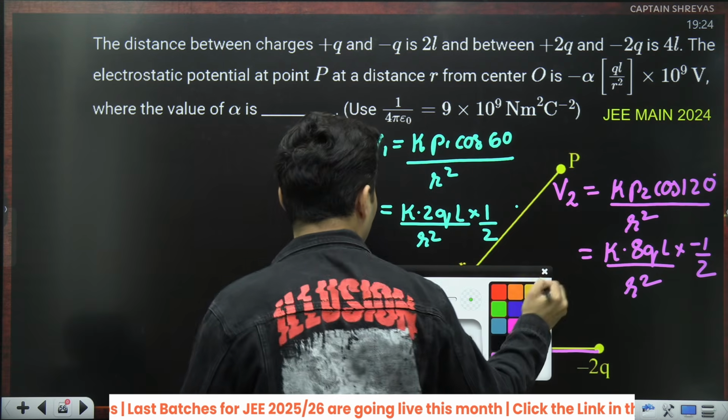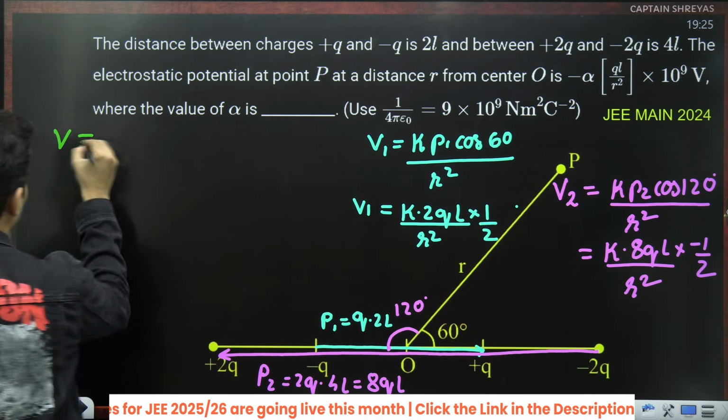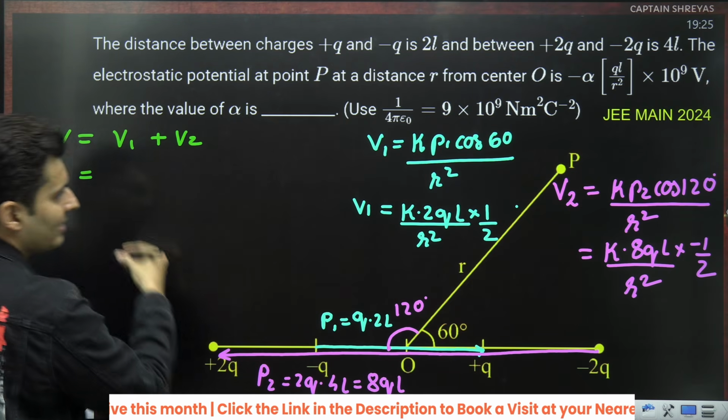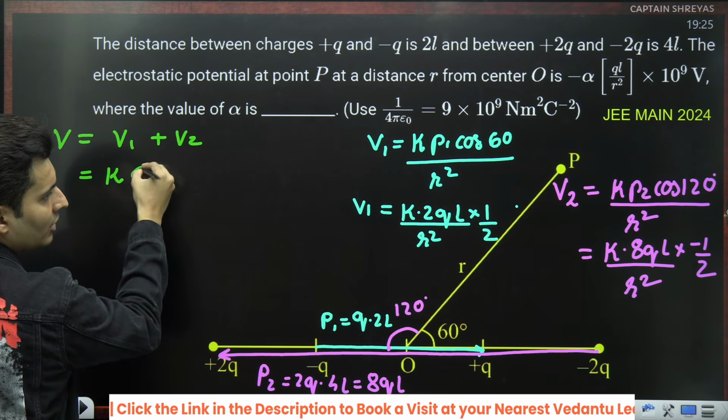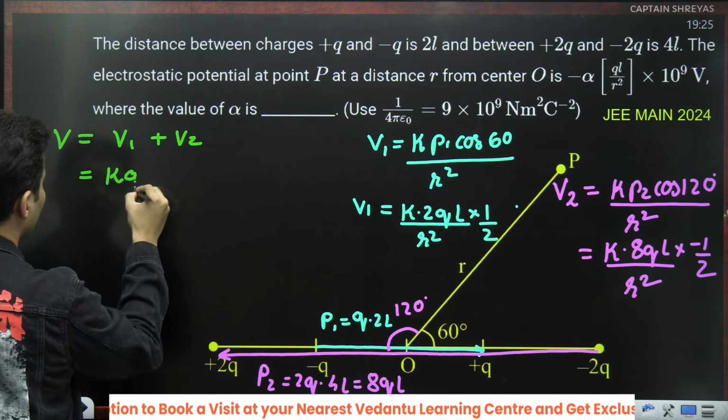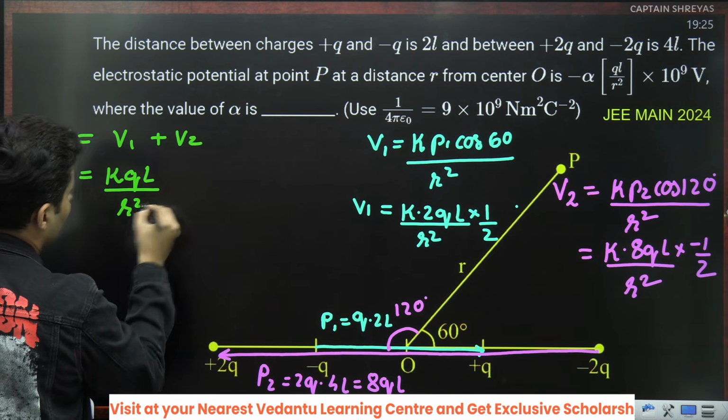But what do we want? We want the total potential. Total potential is potential 1 plus potential 2. Few of the terms are obviously common, like K is common, Q is common, L is common, and R is also common.